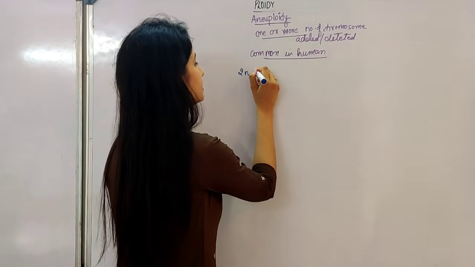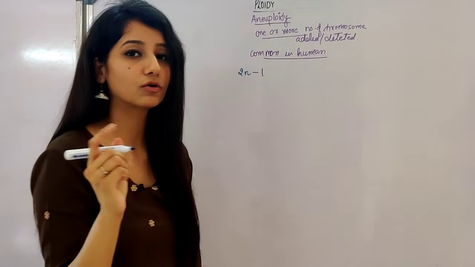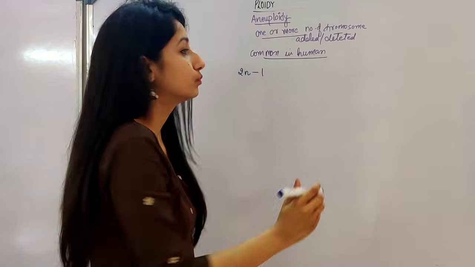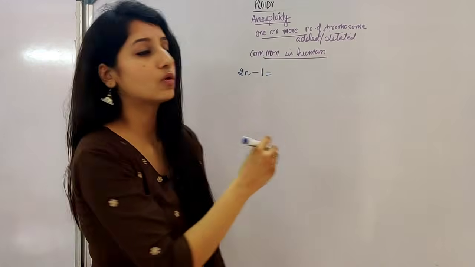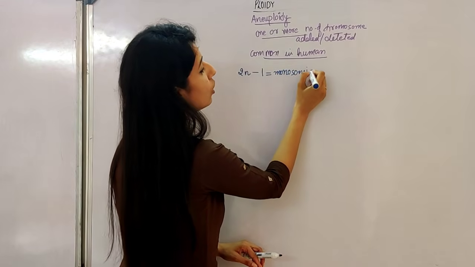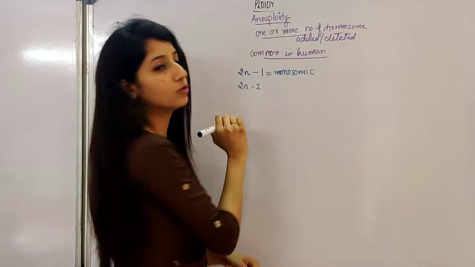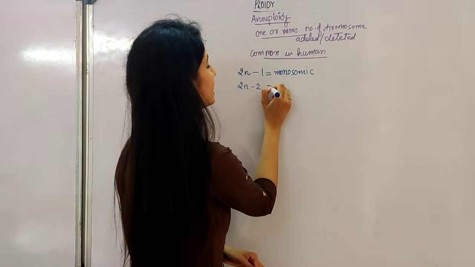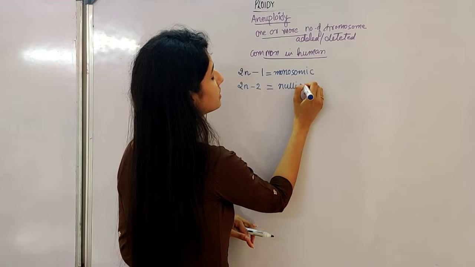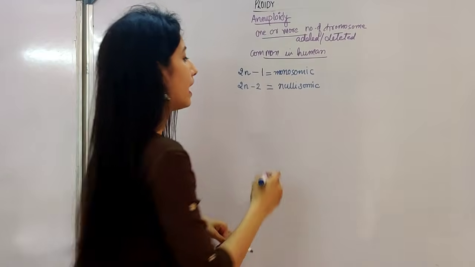So if there is a deletion of one chromosome, only one chromosome, for example, instead of 46 we have 45. That condition is known as monosomic. If there is a deletion of 2 chromosomes, then it is known as nullisomic, that is, instead of 46, we have 44 chromosomes.